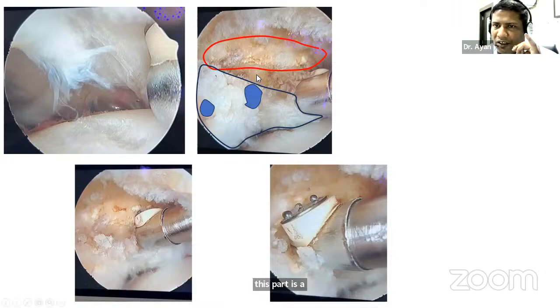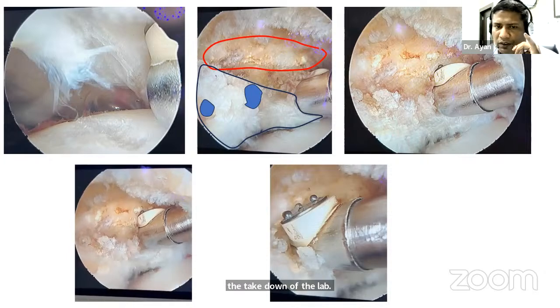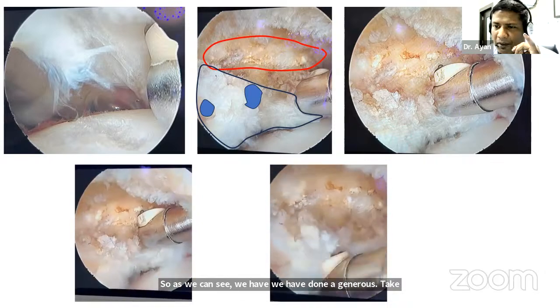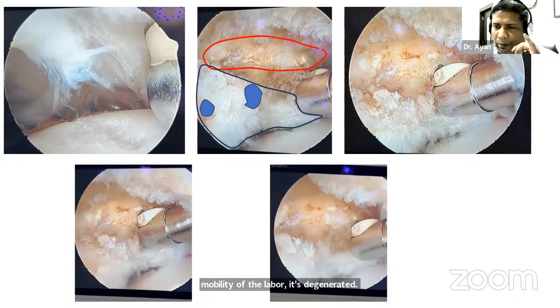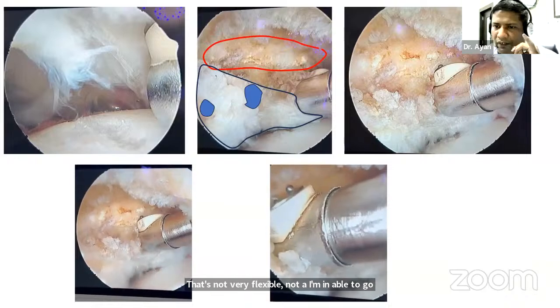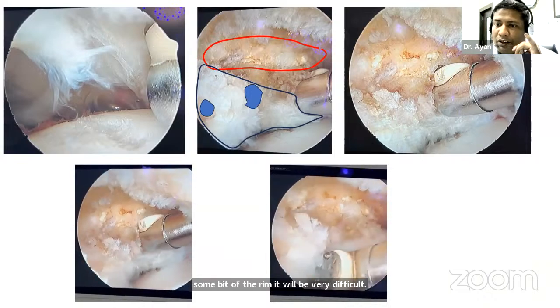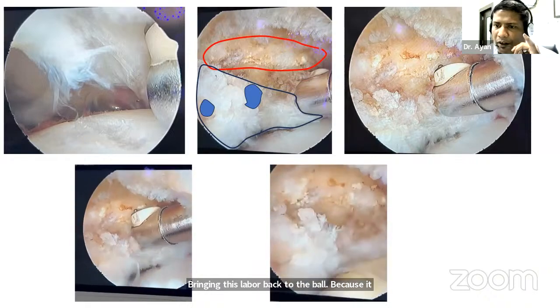There's some focal calcification also in the labrum, and then we start receding, doing what you call the takedown of the labrum. As we can see, we have done a generous takedown. But despite that, when we are assessing the mobility of the labrum, it's degenerated. It's not very flexible, not amenable to good repair. So at this time, we decide that unless we remove some bit of the rim, it will be very difficult bringing this labrum back to the bone, because it has been there, torn and almost dislocated for a pretty long time.